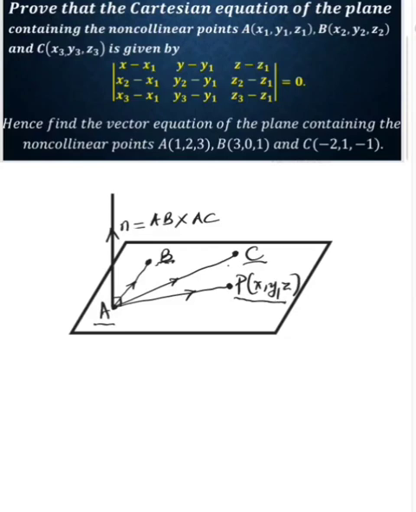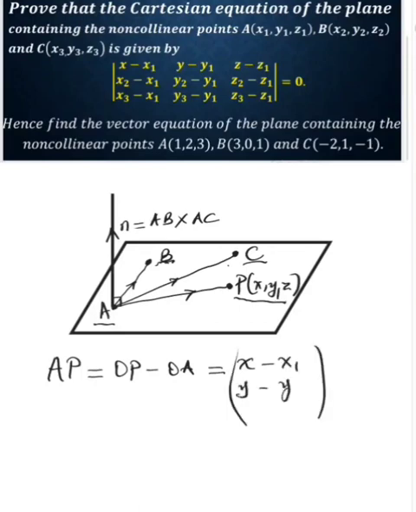So the first thing you would have to do is to fix one of the points and then get displacement vectors of that point with the other points. So three vectors that are embedded in this plane involve the displacement vectors AB, AC, and AP. And we can further proceed to obtain those vectors. So I begin with AP, which is actually OP minus OA, and that should then give x minus the x coordinate of A, which is x1, y minus the y coordinate of A, which is y1, and then z minus the z coordinate of A, which is z1.